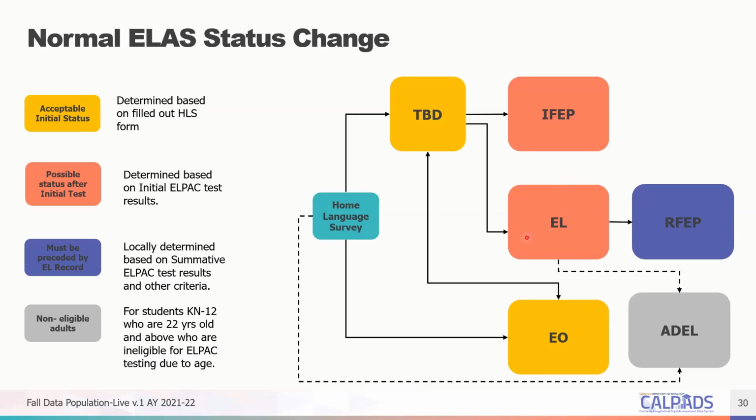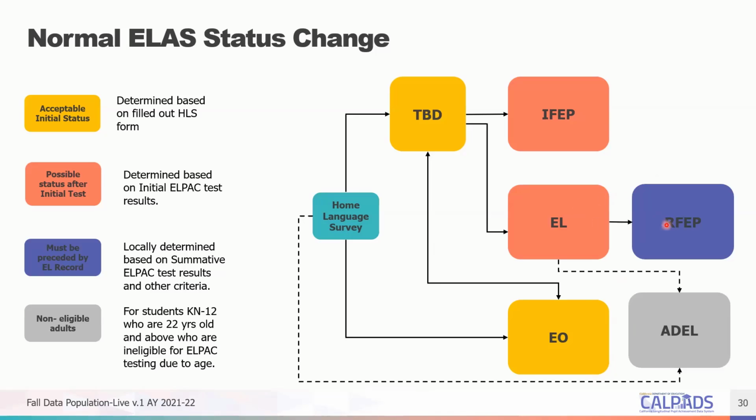Now, let's say you have an EL student who has been EL for quite some time. He's 21, is still enrolled in California, and at some point, he turns 22. At that point, you are forced to report an ADEL for that student. So in the submission period, where CALPADS catches the student as an EL at 22 and above, a certification error will force you to report the student as ADEL. Okay, so this is the cycle.